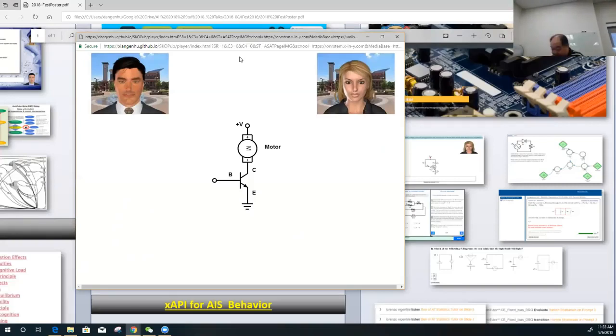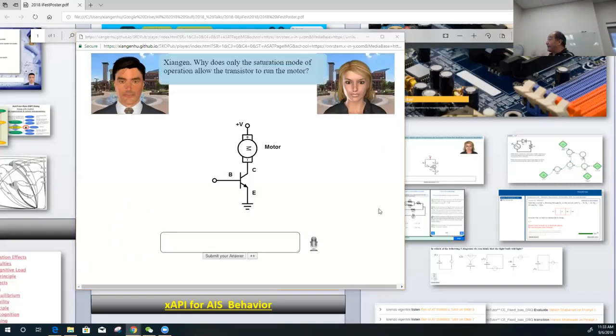Transistors act like a switch, right? Yes, they can. Let's get started. In the silicon NPN transistor shown in the figure, consider the requirements that would activate the motor. Xiangen, why does only the saturation mode of operation allow the transistor to run the motor?